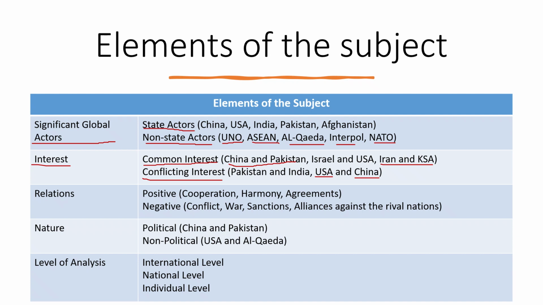Now the nature of relation. Well, we can divide the nature of relation into two, political as well as non-political. Now, what does political mean? We all know that in international relation, two states, two governments can develop relation based on their interest. If the relation is among two states, we would call this a political relation, because the state is a political entity.